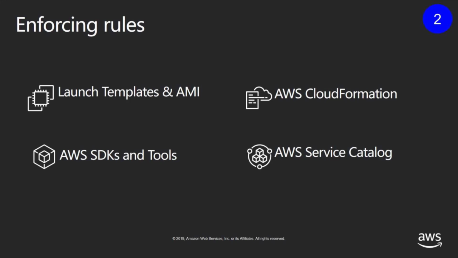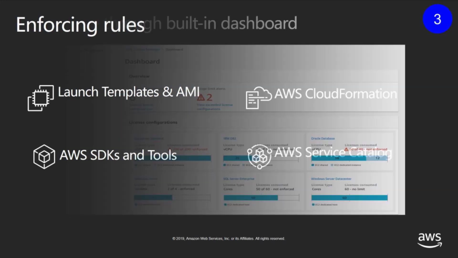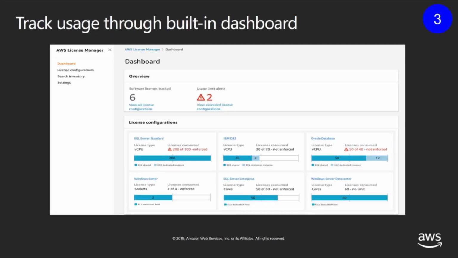And using these multiple options, you can set up the rules, enforce them, and make sure that whenever a user launches an instance, it's automatically tracked by License Manager. Firstly, the rules are evaluated, and secondly, when the launch is permitted, the license accounting automatically happens, and you could see the usage on the dashboard. Now, let's look at step 3.